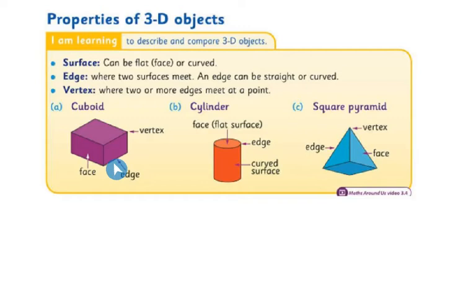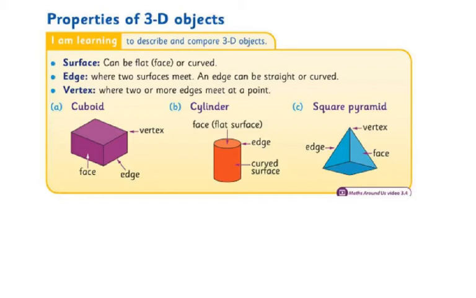And then finally, the edges. The cuboid has 12 edges. And are they straight or curved? They are straight. So it is a little bit hard to explore this 3D object. We really need to physically have a cuboid in our hands. So if you have a cuboid at home or an example of a cuboid, maybe you could explore the properties of that shape. So we're going to move on to the cylinder now.